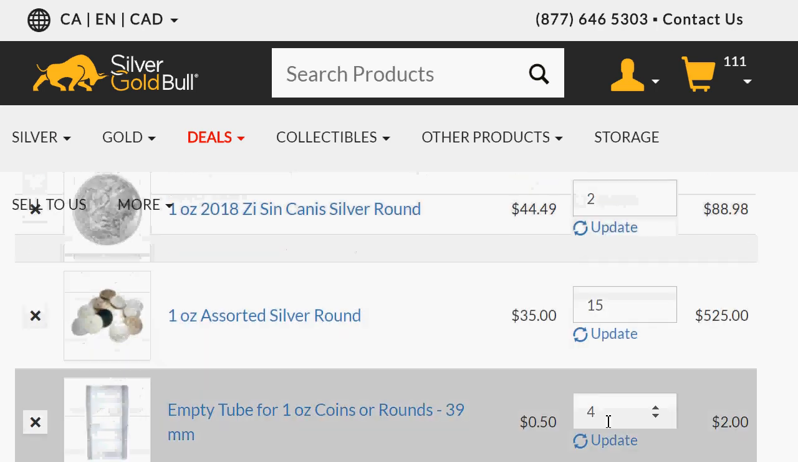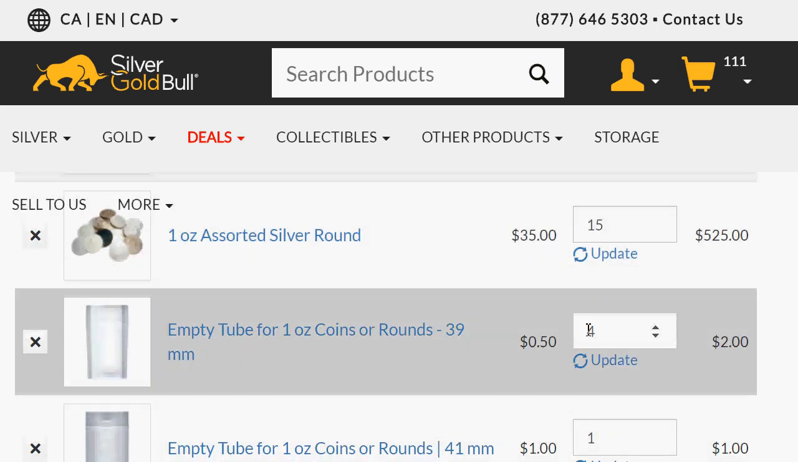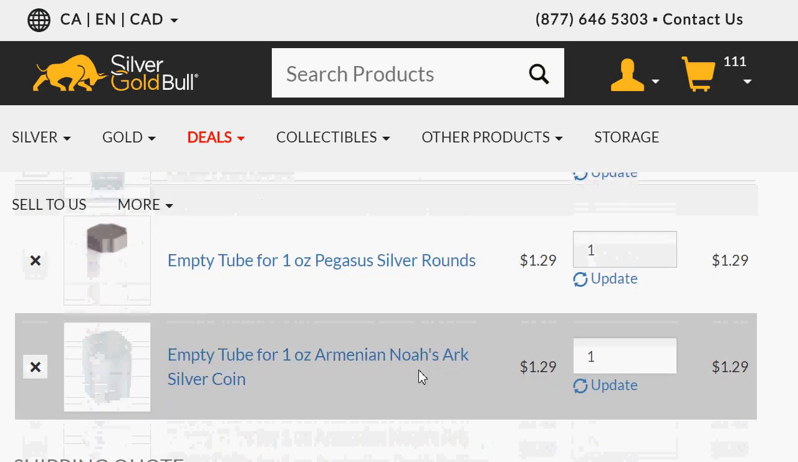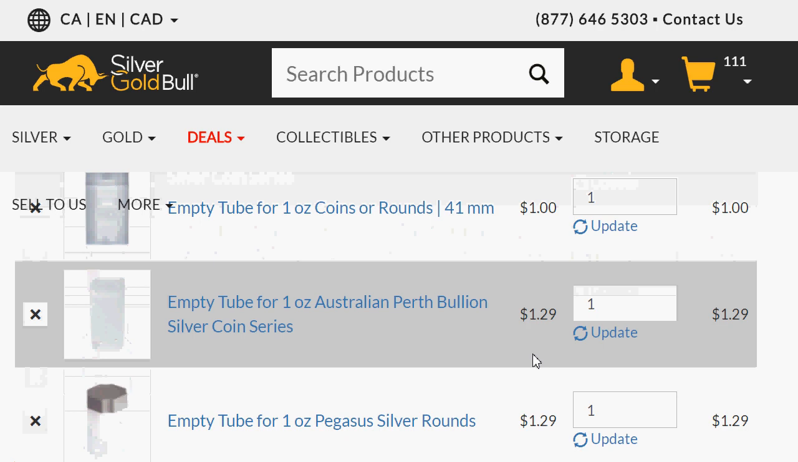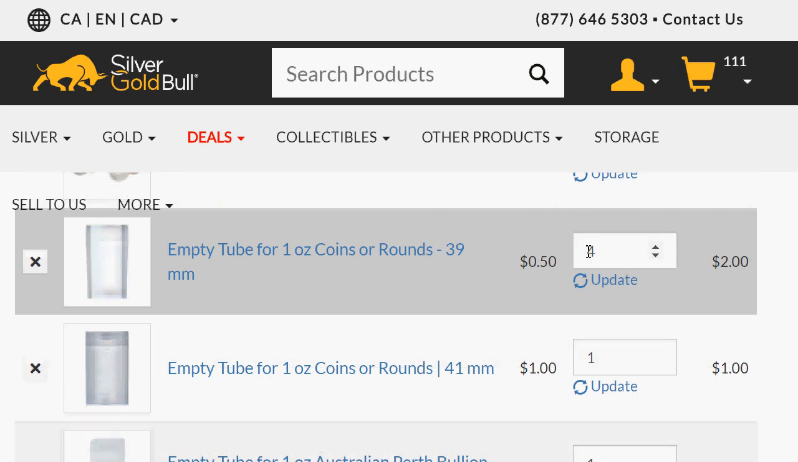And then 4 empty tubes. I just used my last empty tube. I got like 2 coins in it, but I got no empty tubes left, so just to have them now. So I got 4 of the 39s, 1 of those, 1 of these, a Pegasus, 1 of those, just to have. You never know. I mean, it's not like it costs much. It's almost $3 in change, $4 in change, and then another like $6 in change to buy, almost 7 for the rolls, like nothing.